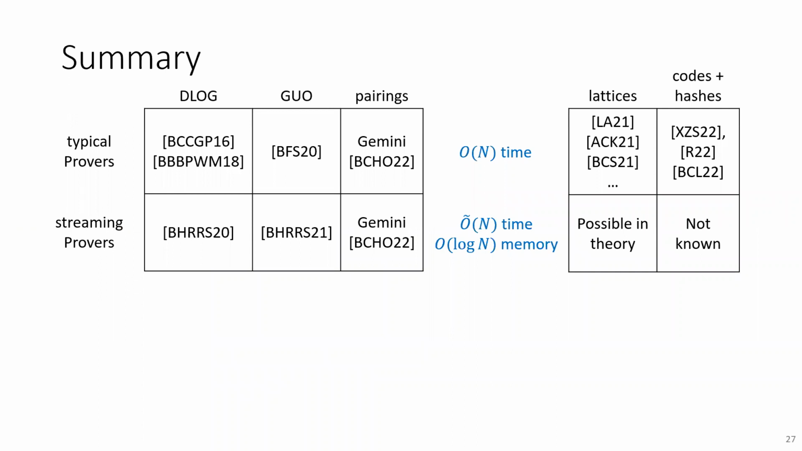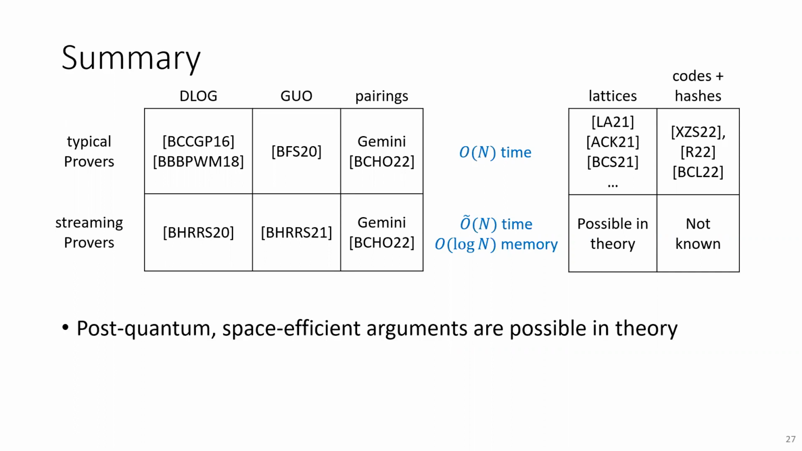Well, I guess we'll end with a summary. So in today's talk, we've seen some of the techniques underlying streaming provers that you could construct for succinct arguments based on different types of cryptographic assumptions. And by looking at this lattice case, I think it's pretty easy to see, based on all the prior work that's been done, that post-quantum space-efficient arguments are possible in theory. But since the constructions they're based on are not that concretely efficient, they're probably going to be difficult to use in practice.